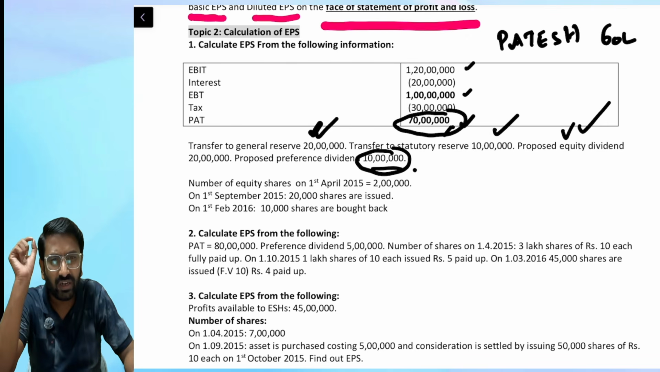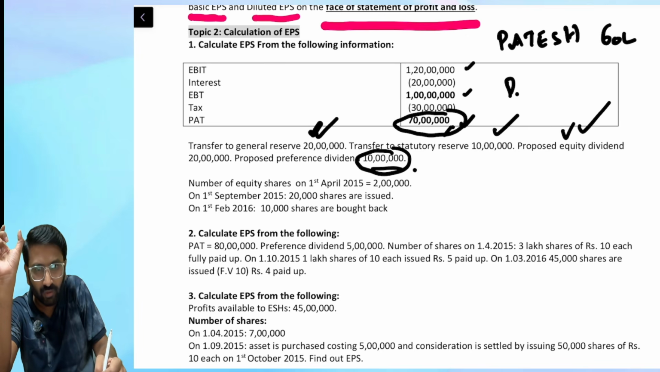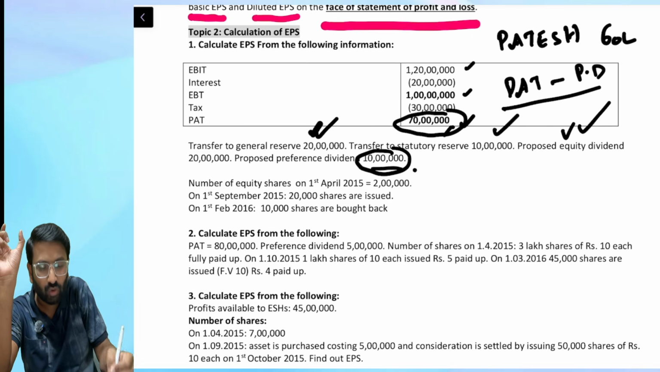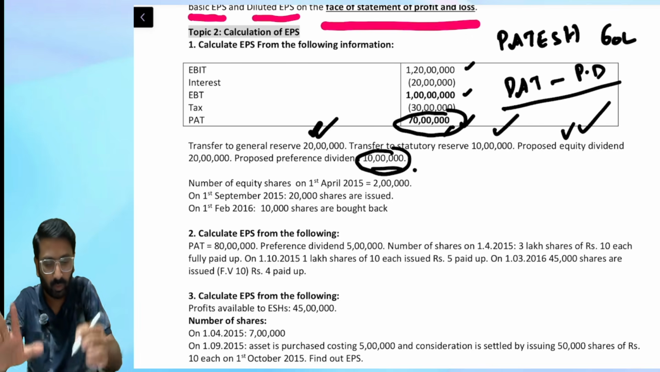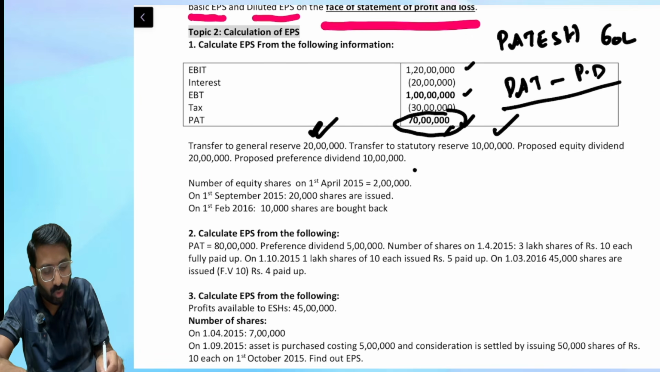Which is, when you are finding the numerator, what is the formula? From PAT, the profit after tax, you minus the preference dividend. That will give you profit available to equity shareholders. That should be the numerator. Okay. And in the denominator, what are you going to take?